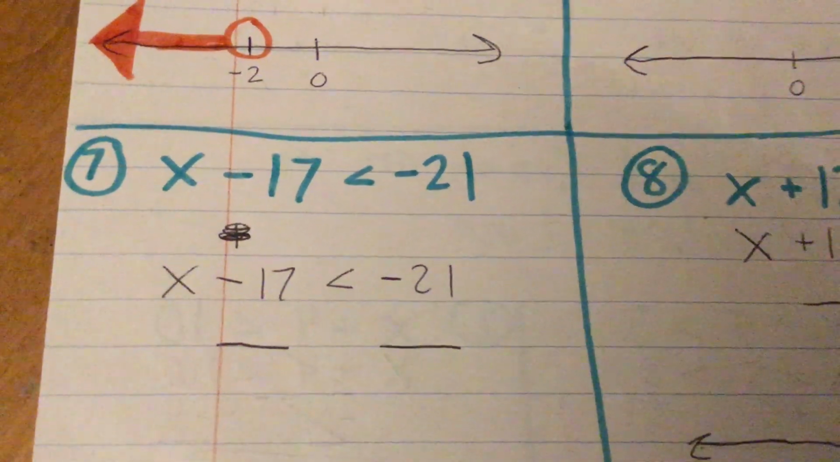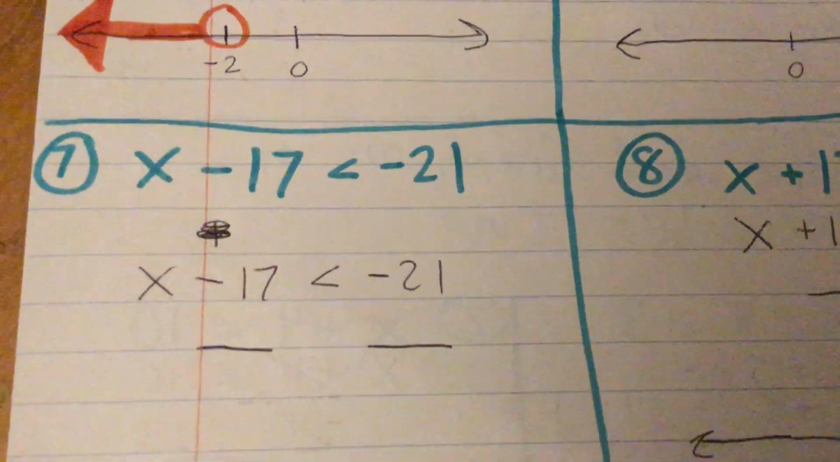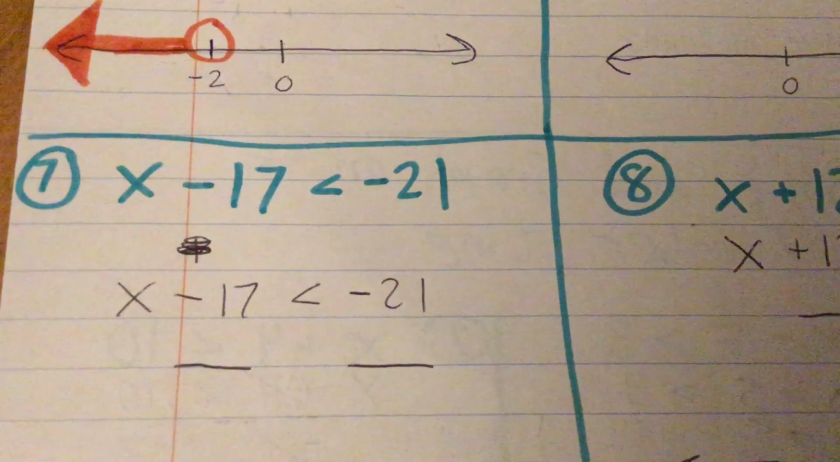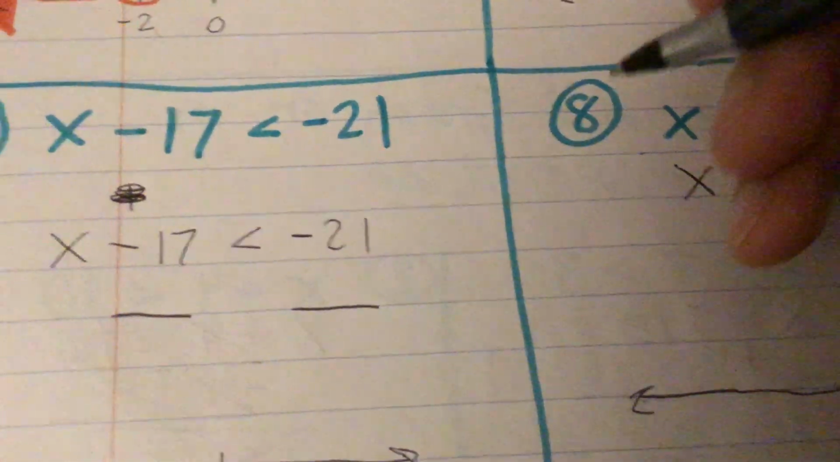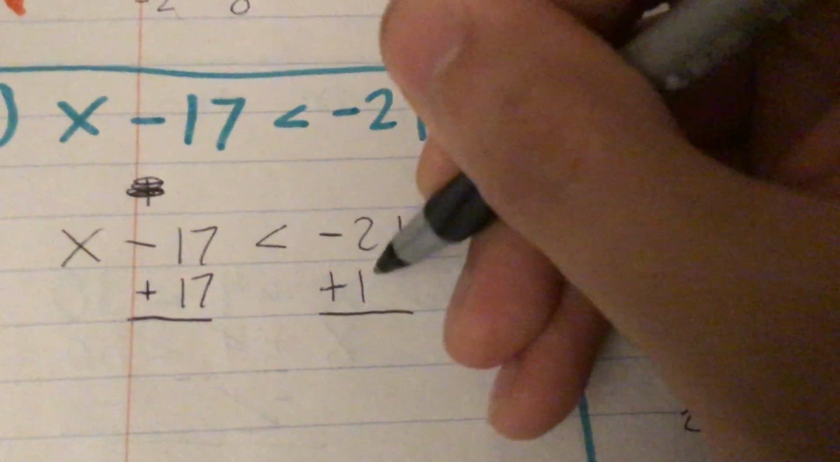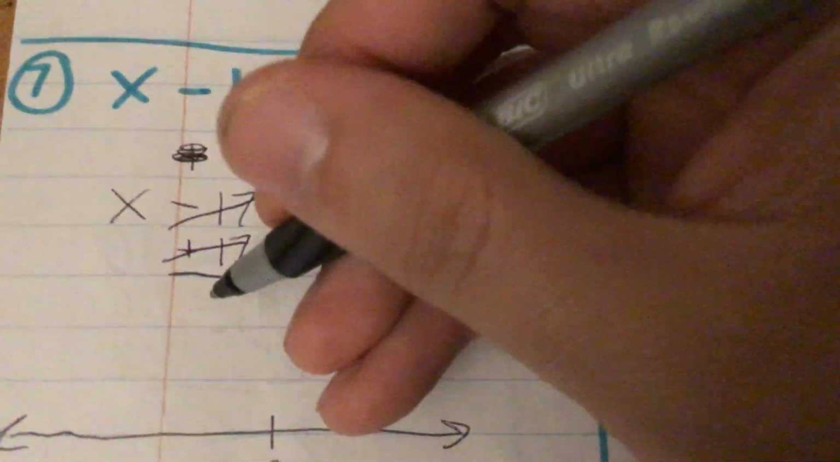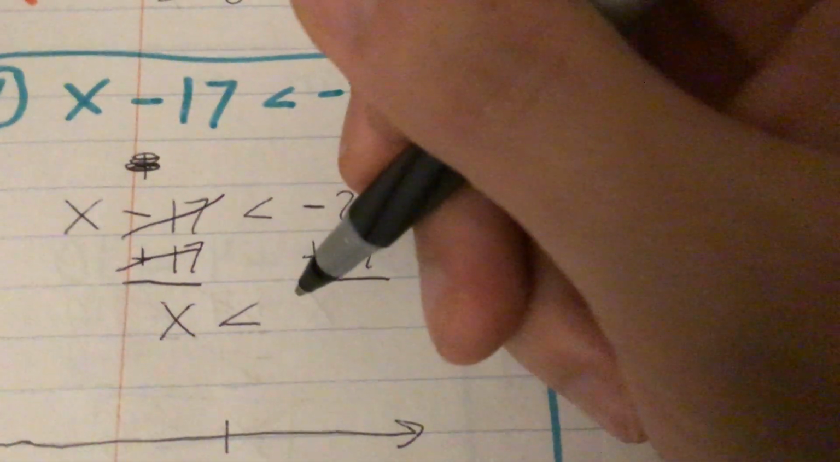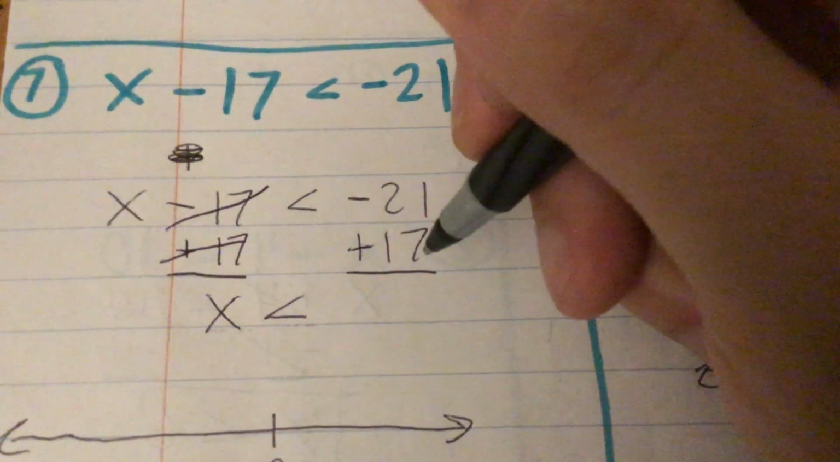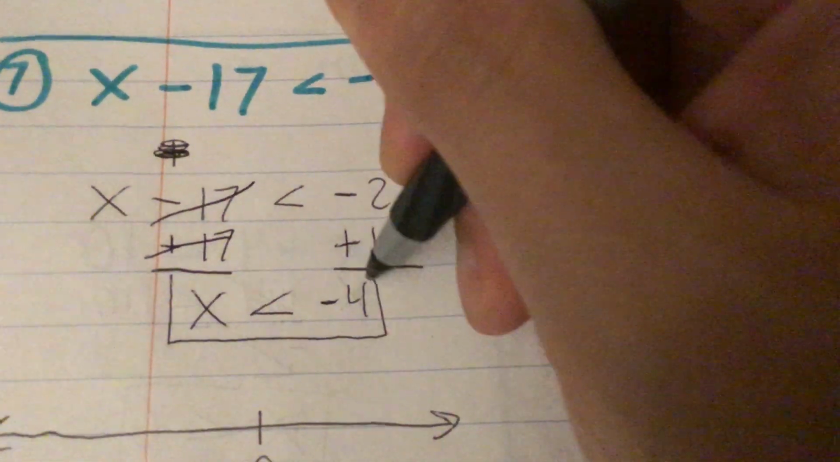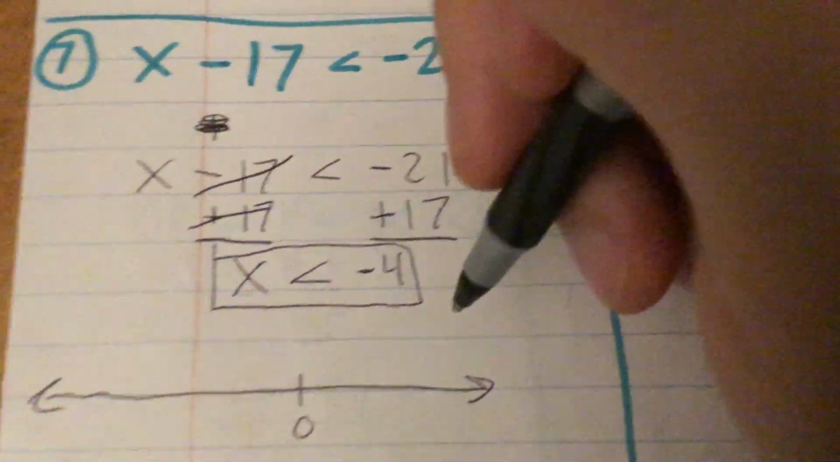Okay. So now that you've paused it and tried it independently, let's solve this. So we've got x minus 17 is less than negative 21. So if this was an equal sign problem, I would add 17 on both sides. The negative 17 and the plus 17 cancel each other out, leaving me with x is, because I added on both sides, the inequality symbol stays the same. Negative 21 plus 17 is negative 4. So the solution is x can be any real number as long as it's less than negative 4.